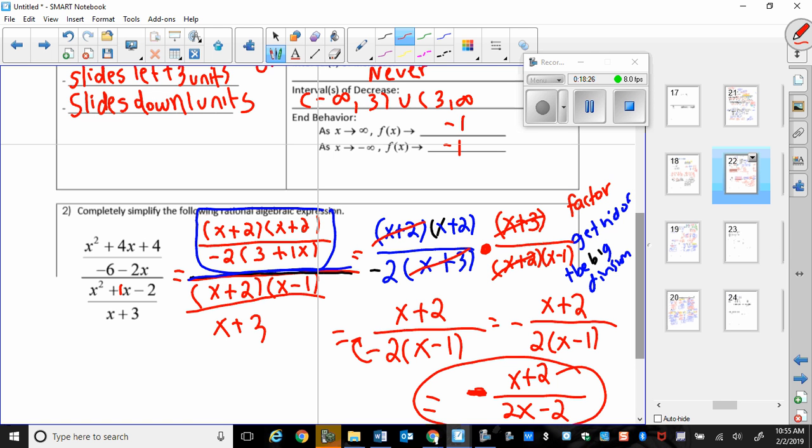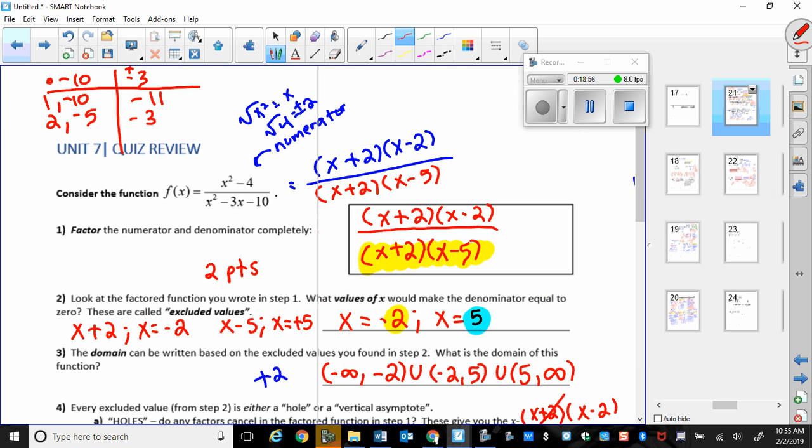So things I'm looking for. Did you factor? That's 2 points. Did you cancel? That's 2 points. Did you get the correct answer? That's 2 points. Now, that's a total of 6 points over there. All right? So this whole page is worth 22 points.